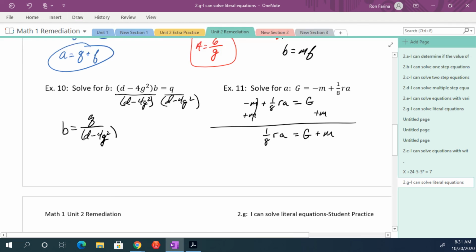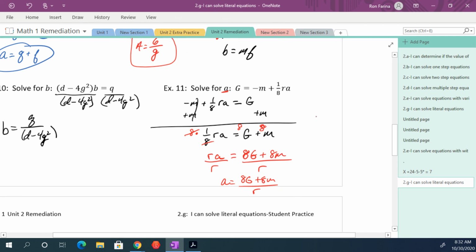Now, earlier this semester, we said if you don't like fractions, get rid of them. So what could I multiply this fraction by to get rid of it? I can multiply by 8. Now, remember, if I multiply that by 8, I'm going to multiply everything by 8. These cancel out, and it leaves me with R times A equals 8G plus 8M. Now, if I'm getting A by itself, I have to get rid of R since it's linked by multiplication. I divide. And A equals 8G plus 8M all over R.